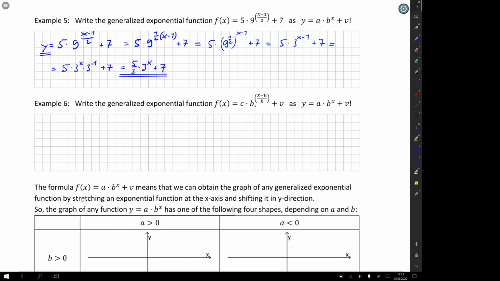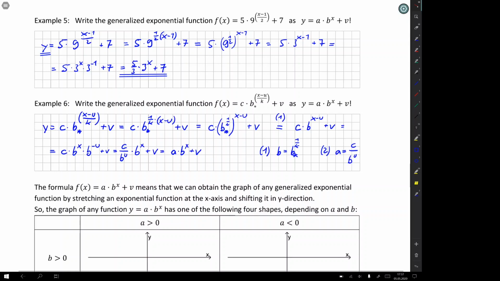Let's now do the same thing for the general form. So we have some function c times b star to the power of x minus u divided by k plus v, and let's show that we can write that now in this form. Try it on your own, stop the film, and here comes the solution.